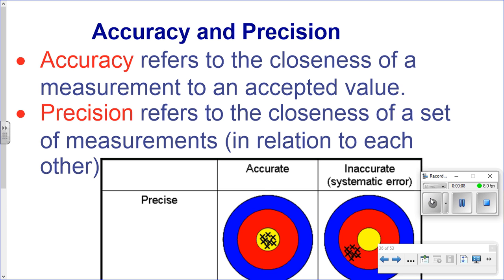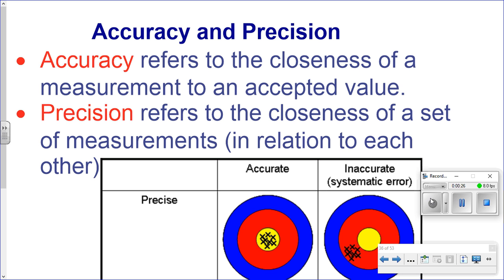Okay, when we do labs, we want to try to hit the bullseye. We want to try to get close, or perhaps we all want to agree together on something, and maybe even we want to do both. In order to do that, we need to discuss accuracy and precision, okay? Accuracy and precision do not mean the same thing.